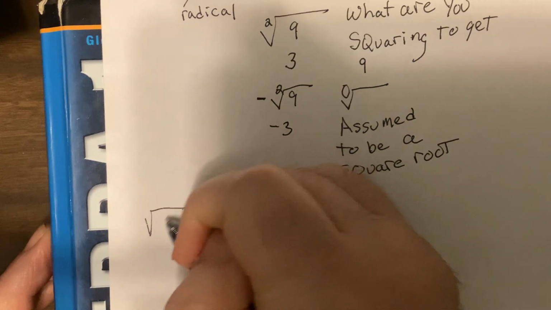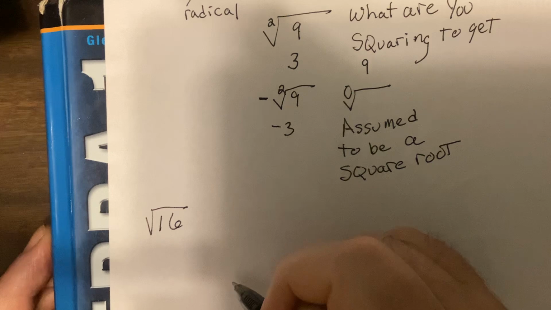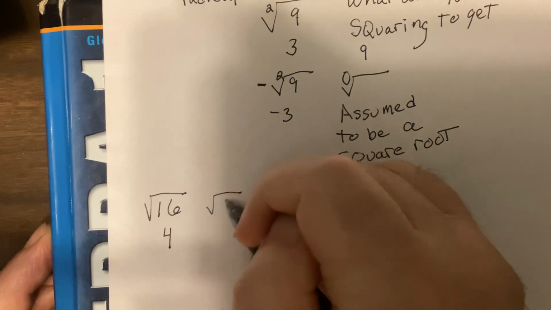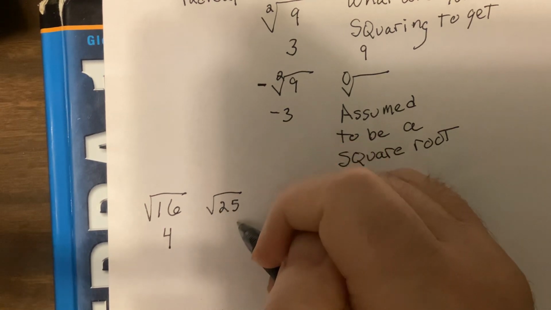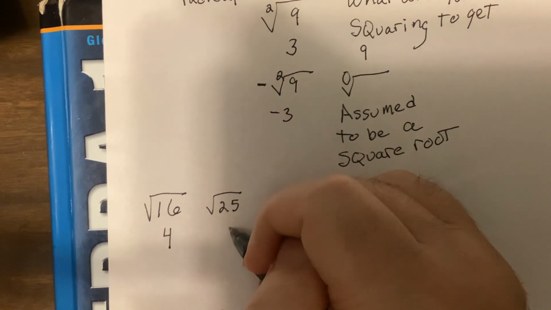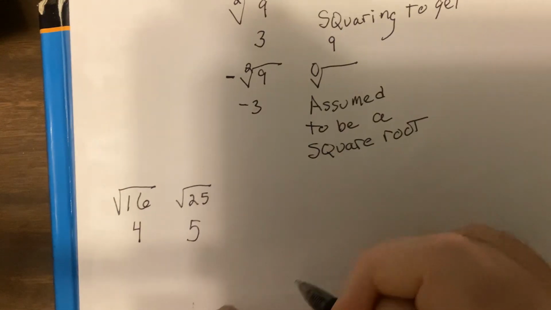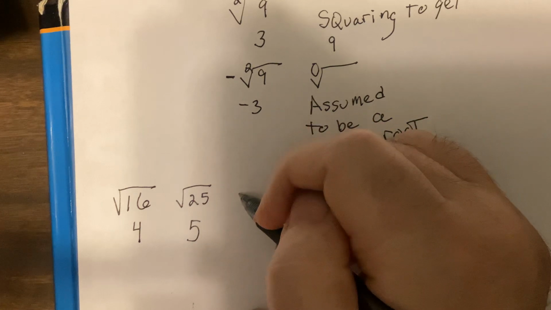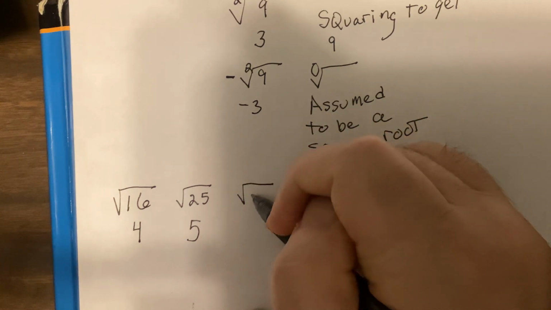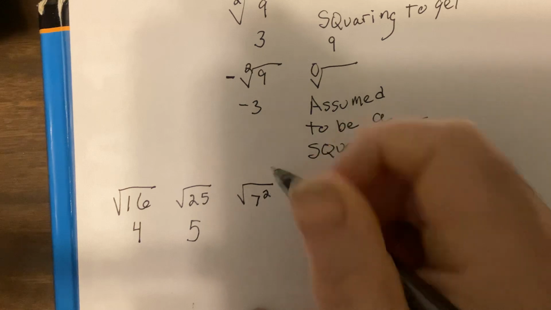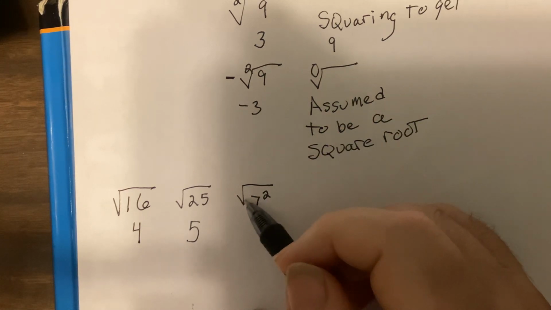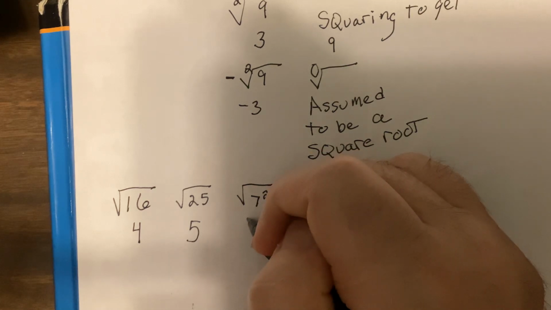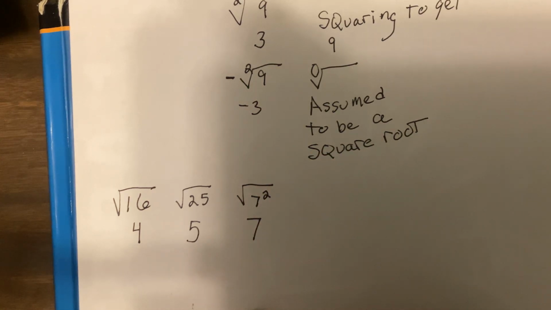So if I said, what's the square root of 16? You would say 4. Square root of 25, what do you square to get 25? That would be 5. How about, let's give you a tricky one, the square root of 7 squared. Well, the square root is saying, what are you squaring? And I'm squaring 7. So the answer would be 7.